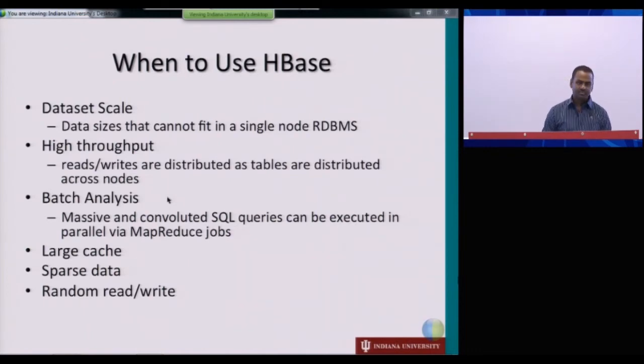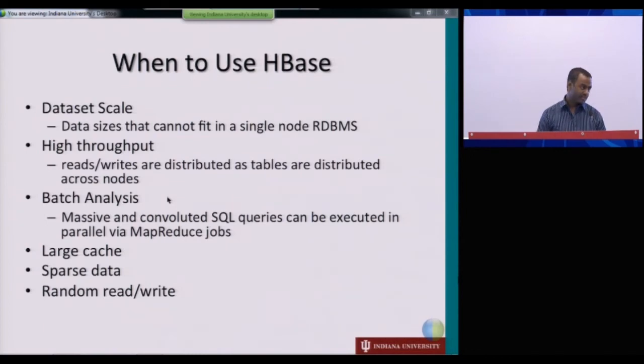The other advantage is you get a large cache. For example, if you're using 10 nodes and each node has, let's say, 50 gigabytes of RAM, then your collective amount of cache, the memory available for caching, goes up to 500 gigabytes. And as you increase the nodes and the memory capacity of your nodes, this scales. So you can get very good performance benefits by using this distributed cache.